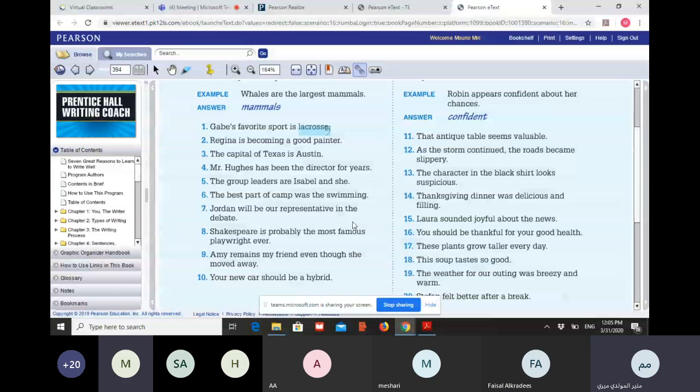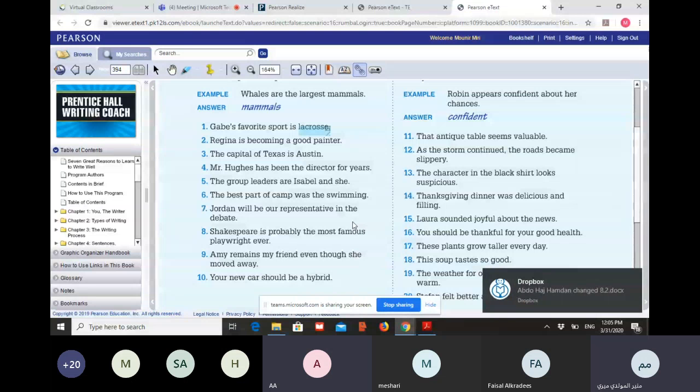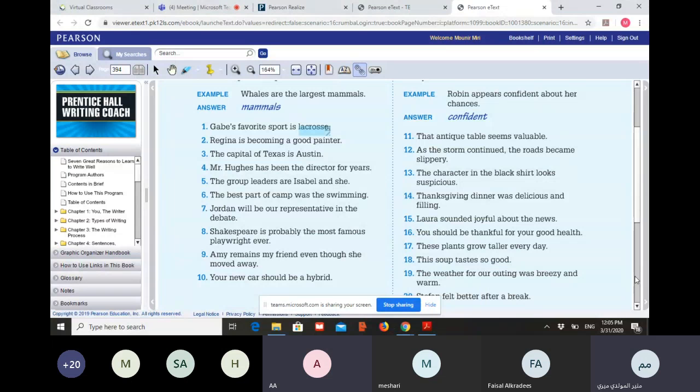Okay. Number 2, Abdurrahman Al-Hidan. Okay. Can I do number 3? Regina is becoming a good painter. What do you think? Becoming.